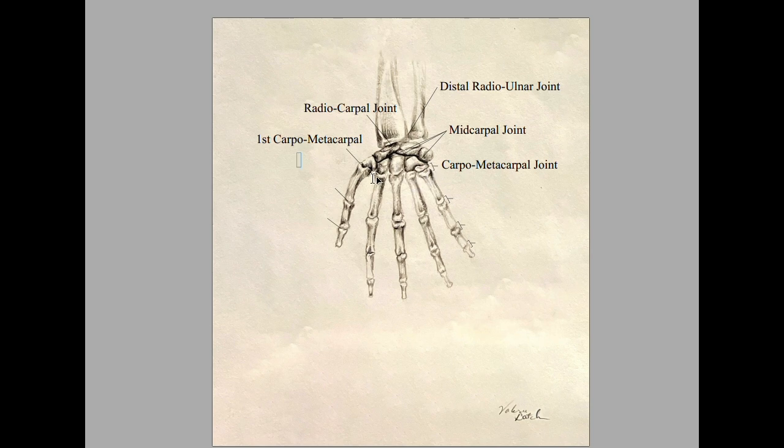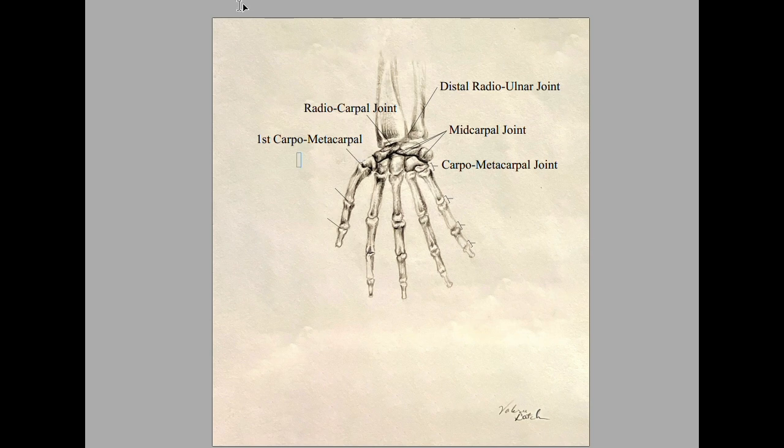And the fact that the first and the fifth are the most mobile, the ones that are all the way at the end, is what allows us to basically form a spherical shape of our palm and hold something like a ball or a bar or a branch in our hand. That makes sense. It allows us to make that cup-like structure with our hand. Okay, so that's the carpal metacarpal joints.